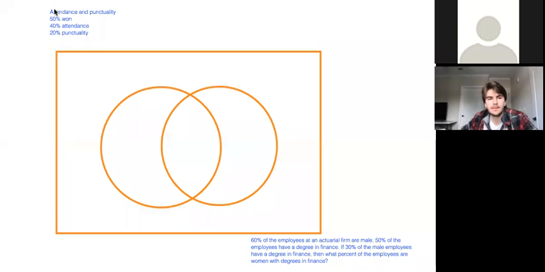Okay, we have this question about attendance and punctuality. 50% won the award, which is a weird sentence. First off, we'll talk about what this means in a minute. 40% have attendance and 20% have punctuality.